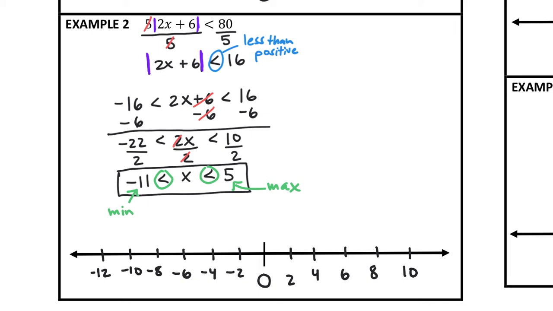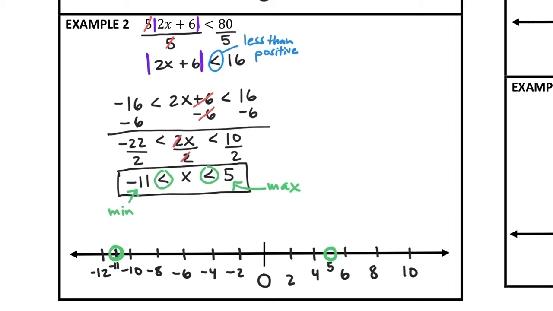Okay. So where is 11? Or negative 11 is going to be about right here, right? So it's going to be an open circle. Open circle. And then 5 is over here. There's a 5 there, right? And so it's 2 open circles. And again, I said this is my minimum, this is my max. So I'm going to shade everything in between these 2 numbers.